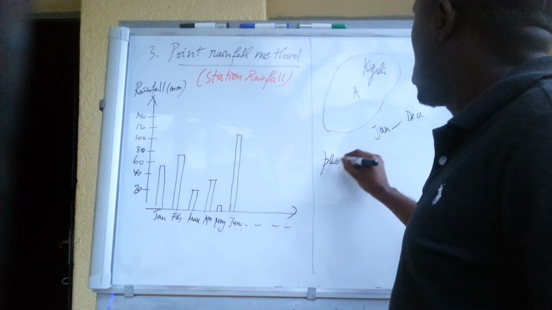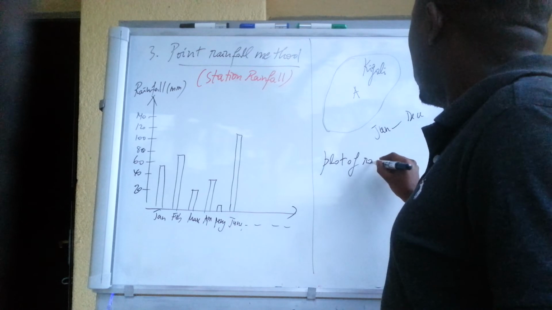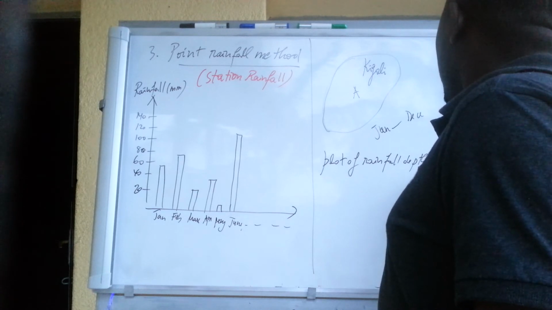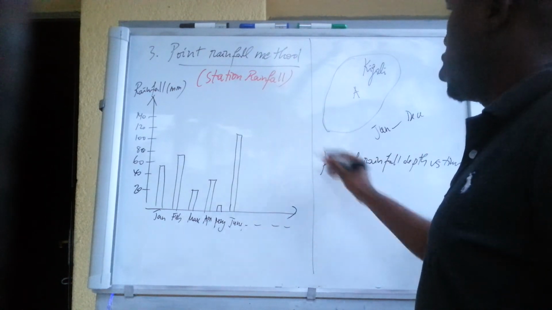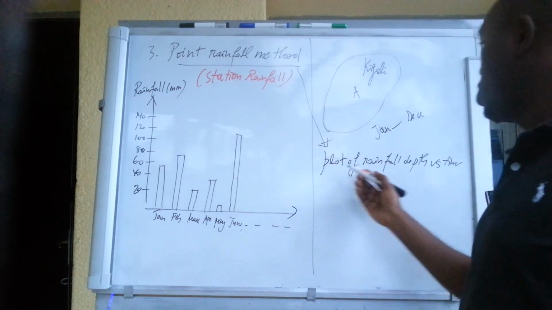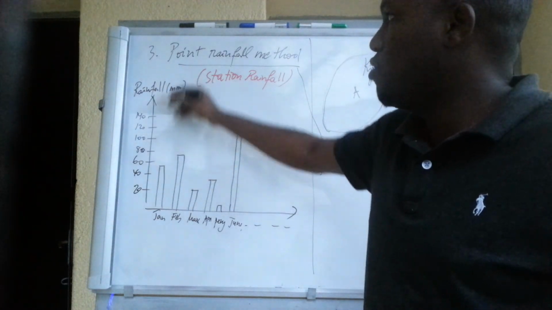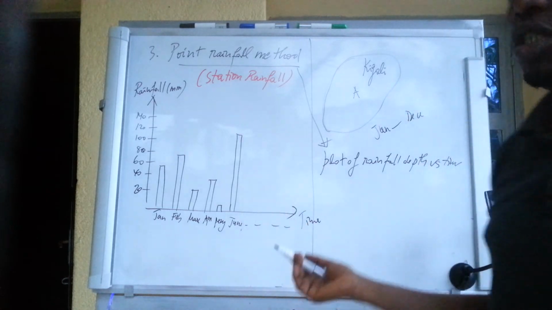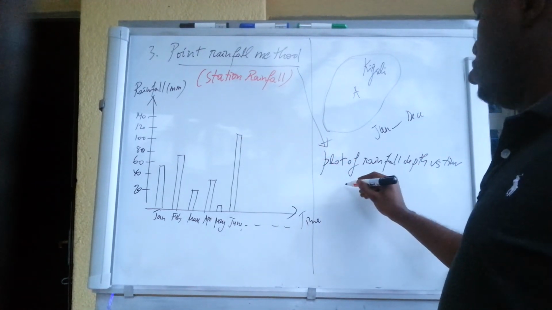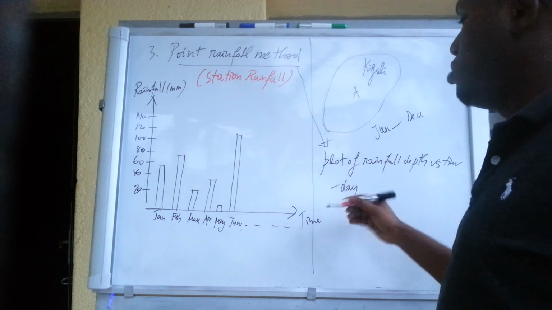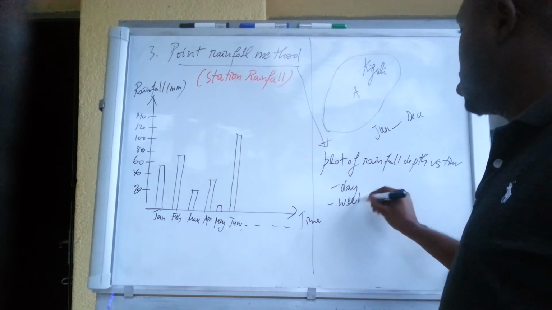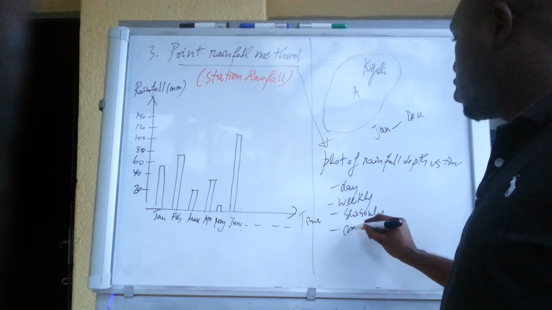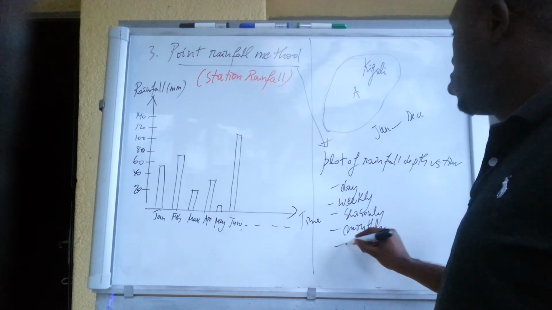So plot rainfall depth versus time. This is the one called the point rainfall method. So we plot the rainfall depth against time. You see, we have rainfall depth in millimeter, and we have our time in months. So if you want, this plot can be weekly, daily. The time can be daily or weekly, can be seasonal, can be monthly or annual, it depends.